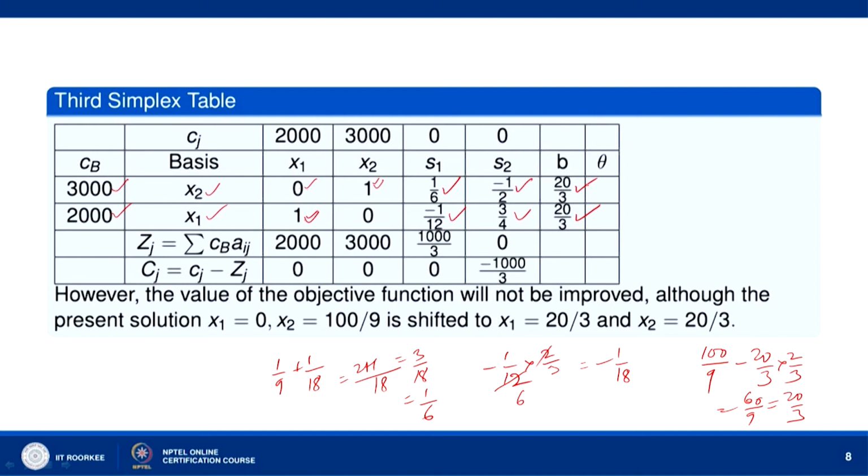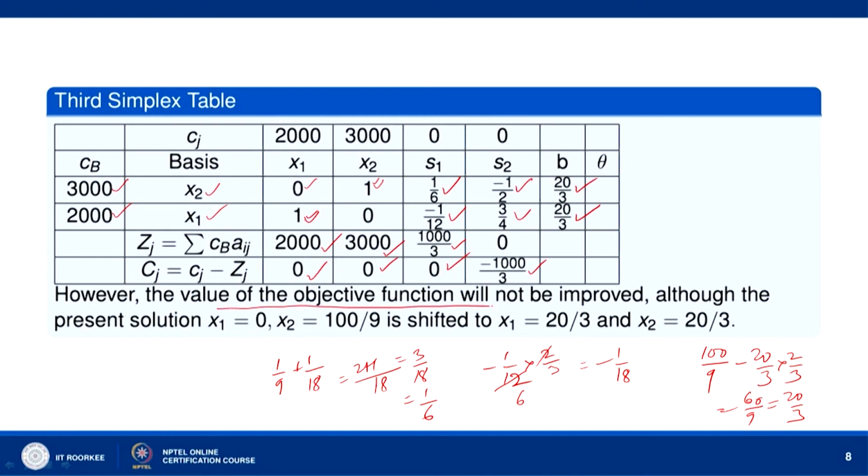Okay. Now, we find Zj. Zj is 0 into 3000, 0, 1 into 2000. So, 2000 here, here it is 3000, here it is 1000 by 3. 2000 minus 2000 is 0, 3000 minus 3000 is 0, 0 minus 0 is 0, this is minus 1000 by 3.